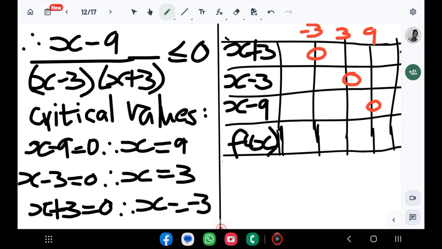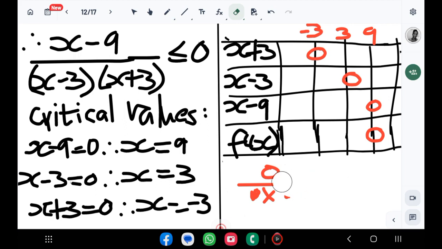Next, we look at where our f of x is 0. Okay, how do we figure out that? If x minus 9 is 0, then you've got 0 over something times something, which gives you 0. So that one gives us a 0.